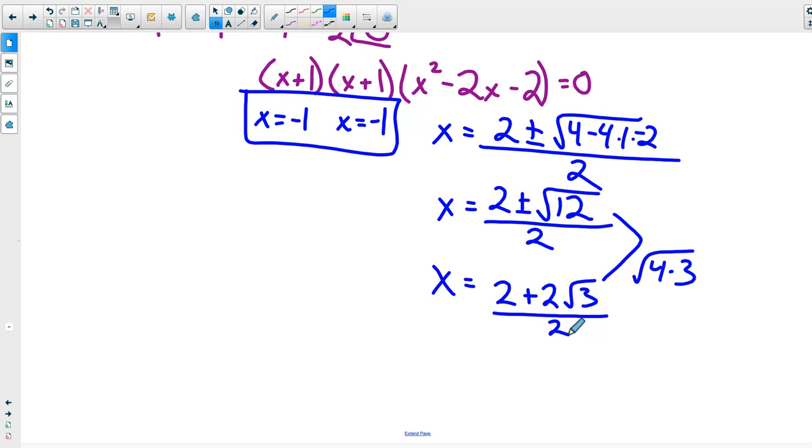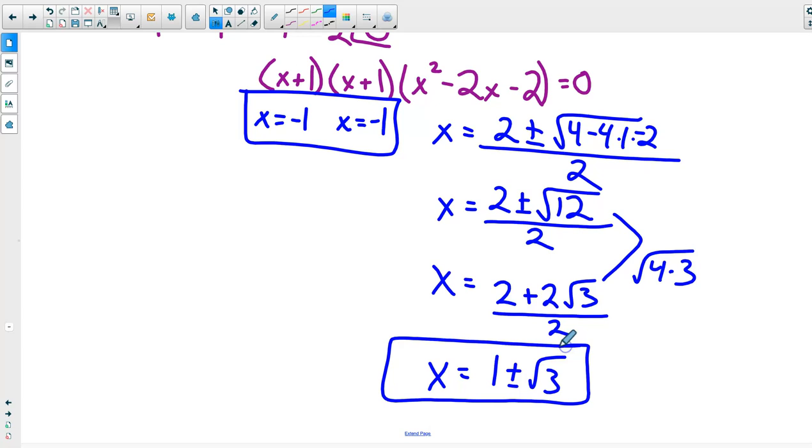We can divide by 2. So we're going to divide both of those items by 2. So we're going to get x equals 1 plus or minus the square root of 3. So I now have 1, 2, 3, 4 solutions. Add it all.